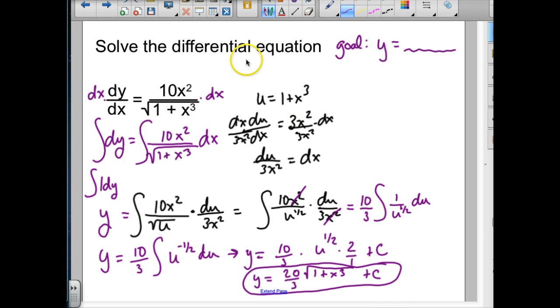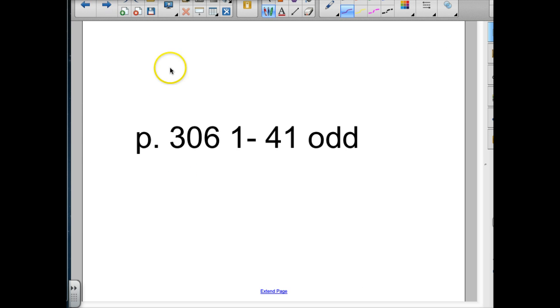So we solved the differential equation. We started with a derivative, which is a differential equation, anything with a derivative in it. Separate the variables by multiplying by dx. Integrate to get rid of the d part, the derivative part. And on the right side, we had to integrate using u substitution. Notice how that u substitution helped us integrate a quotient. So the u substitution works for quotients, products, and composite functions. There's your homework, page 306, 1 to 41 odd.